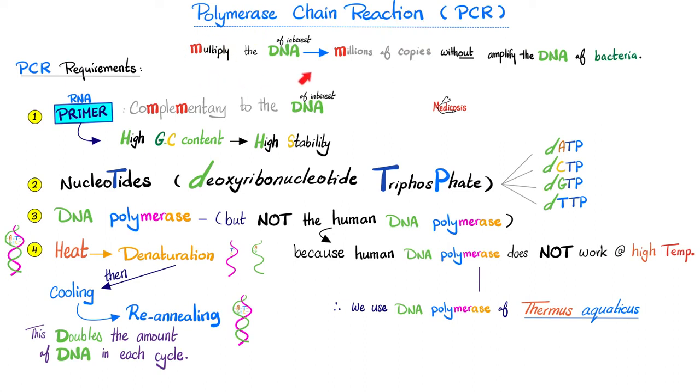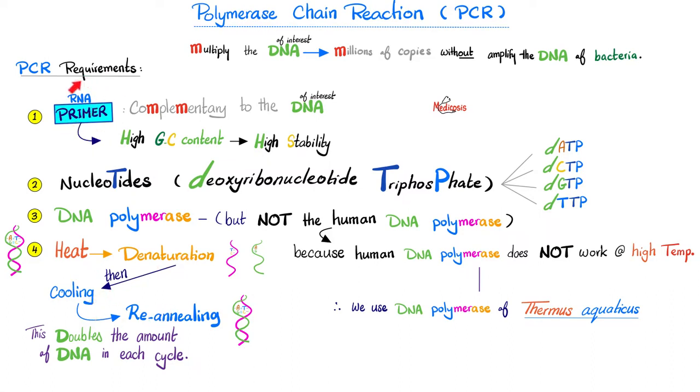Again, we multiply the DNA of interest. PCR can give you millions of copies without even amplifying the DNA of the bacteria. Requirements for PCR. We need a primer, we need nucleotides, we need DNA polymerase, and we need heat for denaturation, followed by cooling for re-annealing.